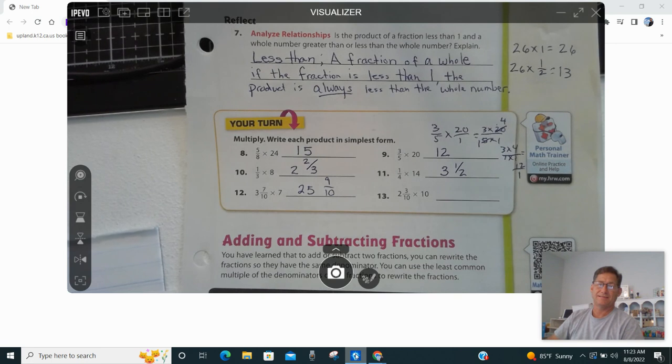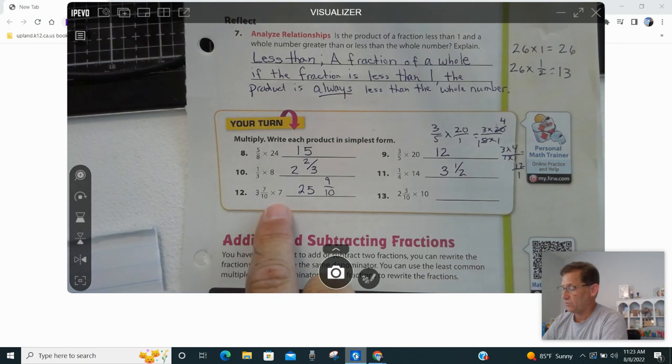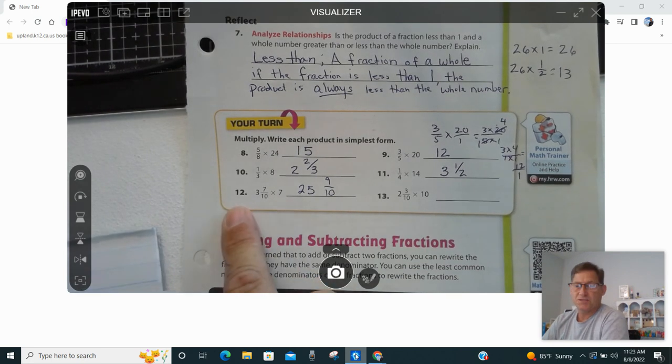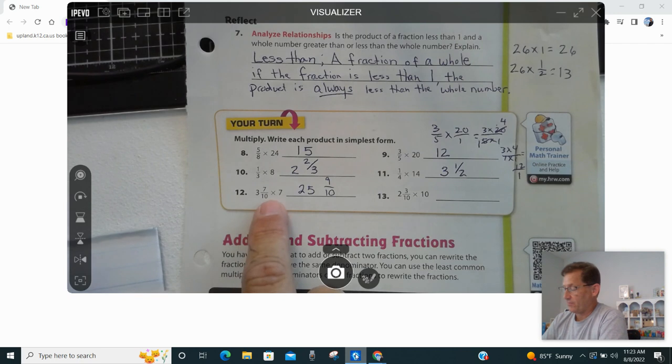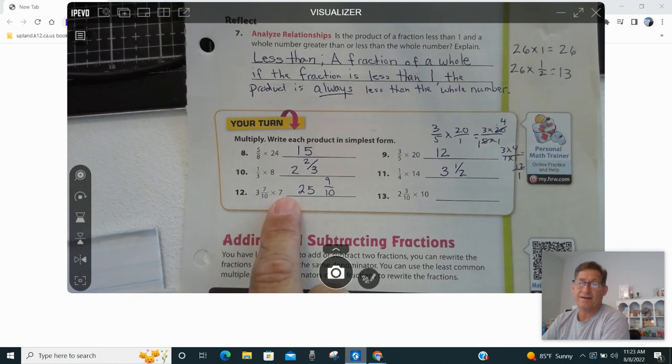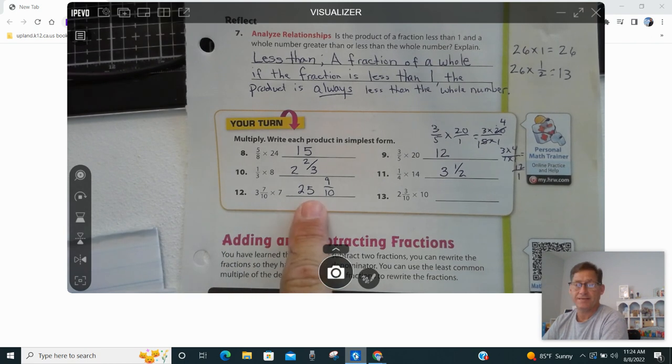Okay, does that make sense? Is that reasonable? Well, if we go 7 times 3, that's 21. If we round 7/10 to the next whole number, we would have 4 wholes here. 4 times 7 is 28. So our answer has to be between 21 and 28, which it is.